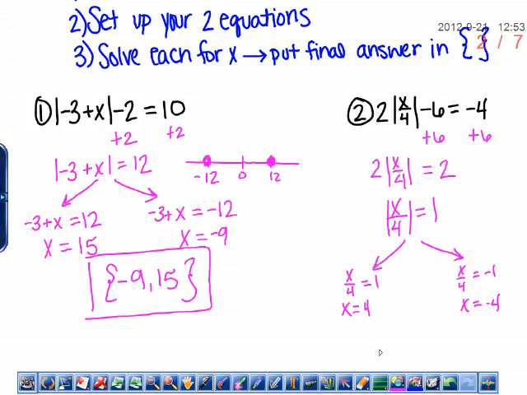So if we go ahead and check, I'm going to plug in 4 for x. 4 divided by 4 is 1. What's the absolute value of 1? 1. Times 2? 2. Minus 6? Negative 4. Check negative 4. We get negative 1. The absolute value of negative 1 is 1. Times 2 is 2. Minus 6, negative 4.